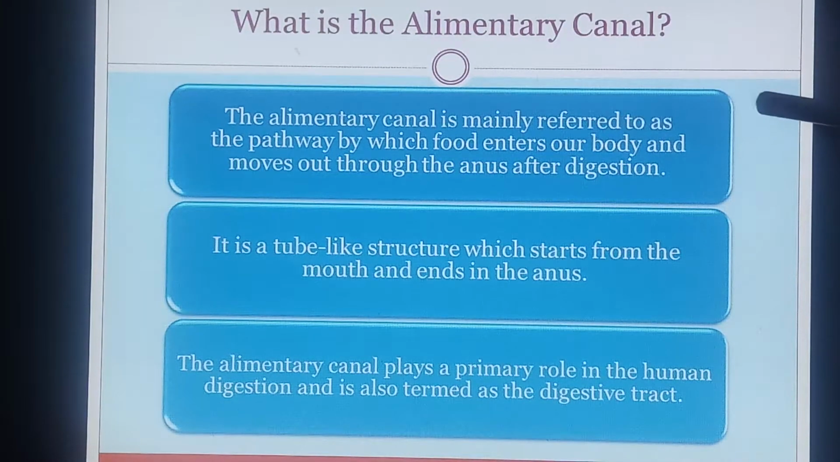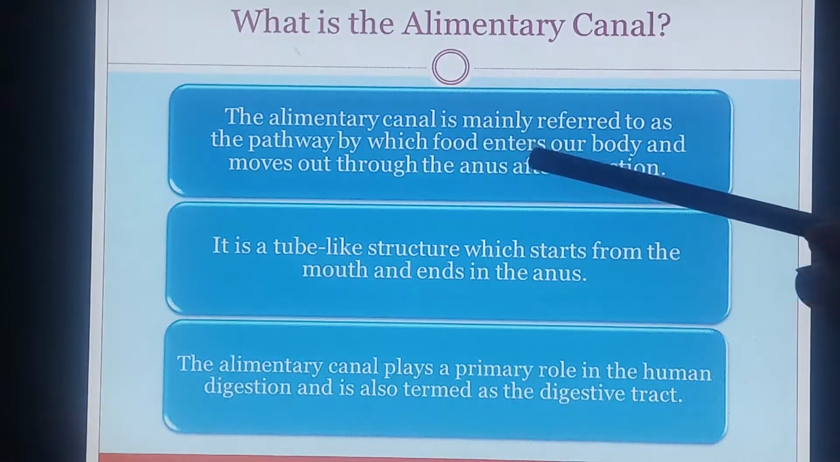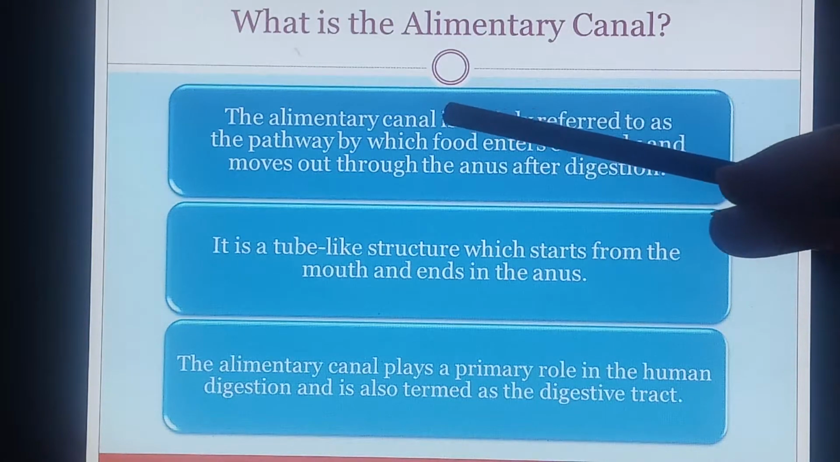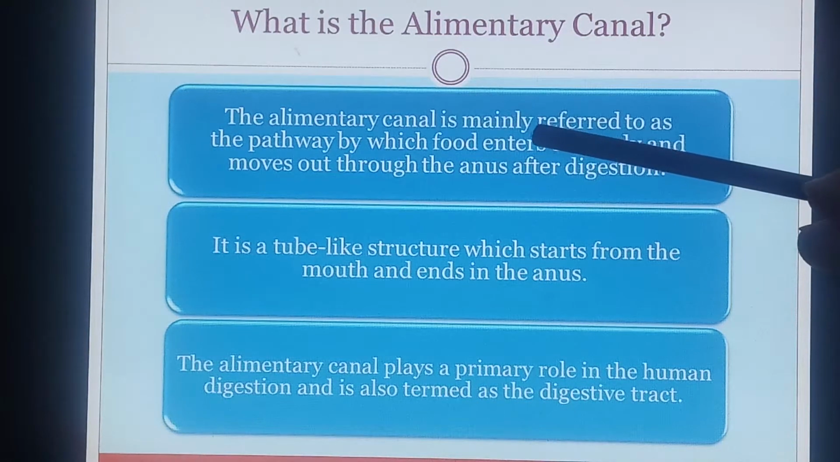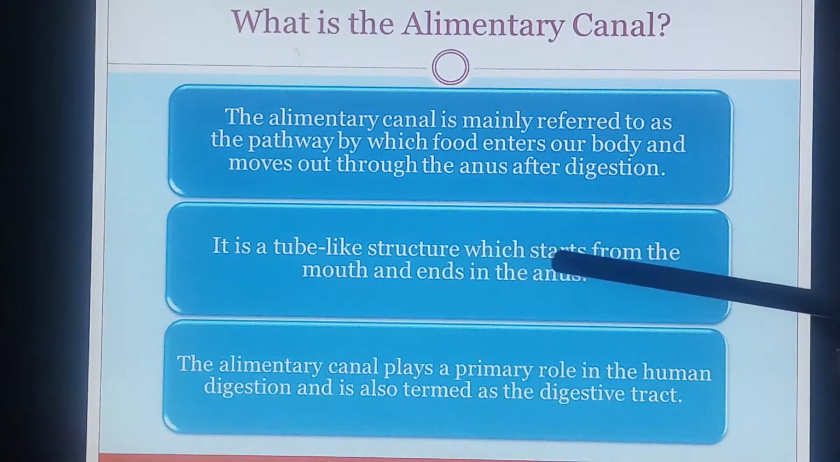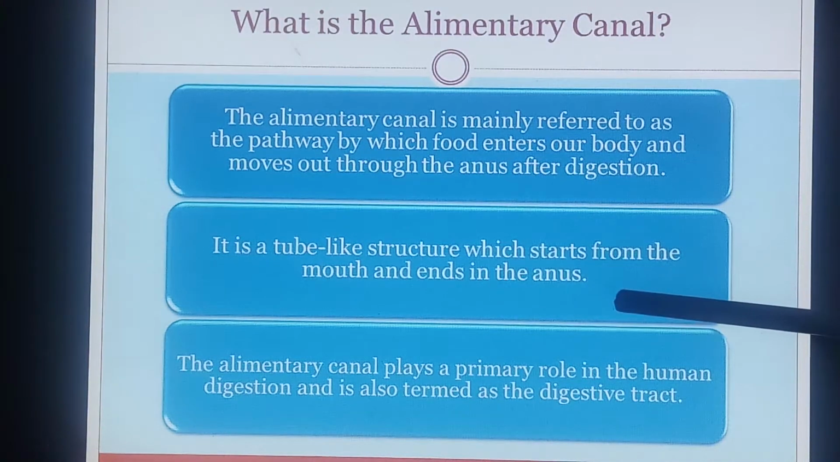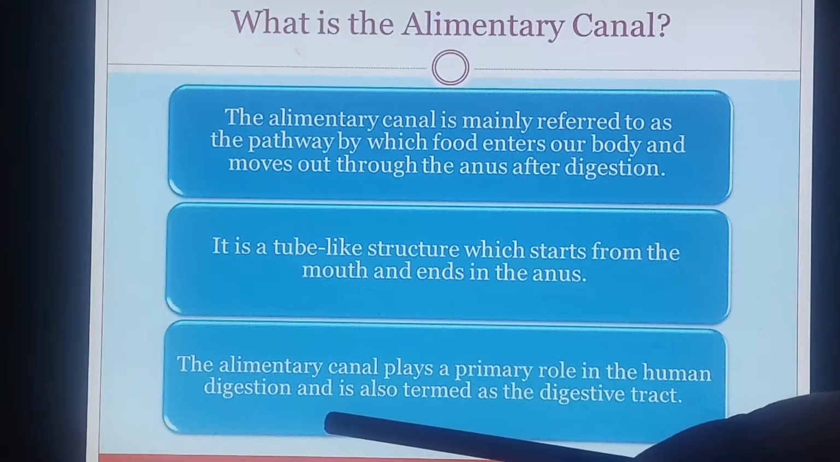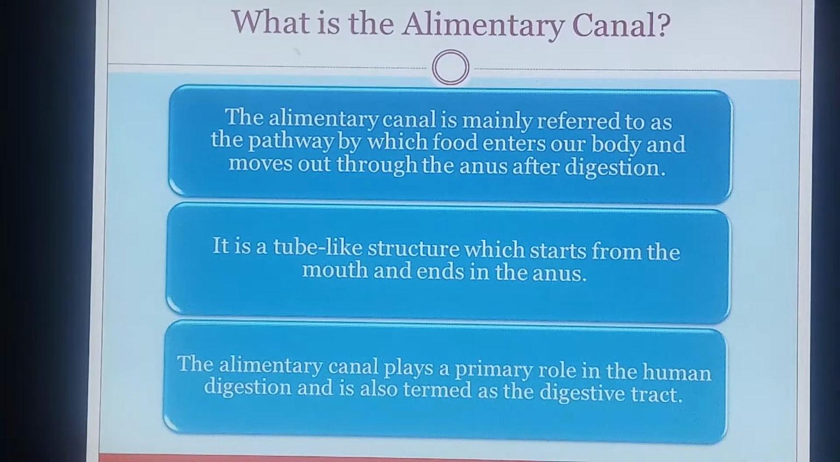Then what is the alimentary canal? First of all we need to understand this. The alimentary canal is mainly referred to as the pathway by which the food enters our body and moves out through the anus after digestion. The complete pathway starts from the intake of the food, that is the mouth, up to the exit after digestion, that will be the anus. So it is a tube-like structure which starts from the mouth and ends in the anus. The alimentary canal plays a primary role in human digestion and is also termed the digestive tract.